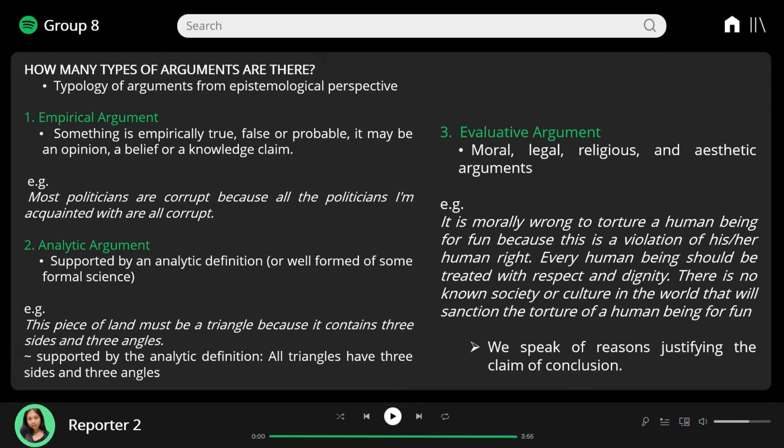Number 3, evaluative argument. So nakafocus siya sa act, behavior, or if an event is good or bad, right or wrong, moral or immoral, desirable or undesirable, basta evaluative. Example, it is morally wrong to torture a human being for fun because this is a violation of his or her human right. Every human being should be treated with respect and dignity. There is no known society or culture in the world that will sanction the torture of a human being for fun. We speak of reasons justifying the claim of conclusion. So dito ginamit niya yung morality and yung right niya ng isang human being as an evidence.